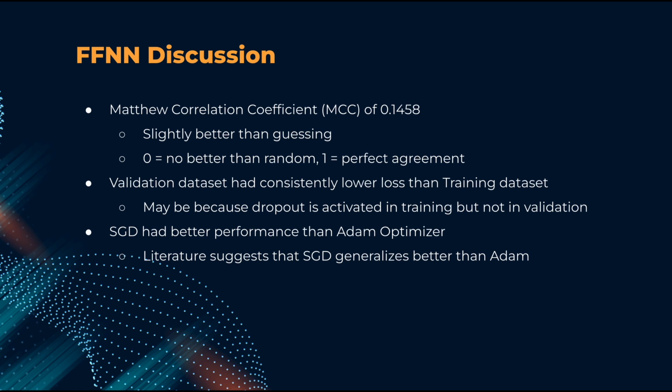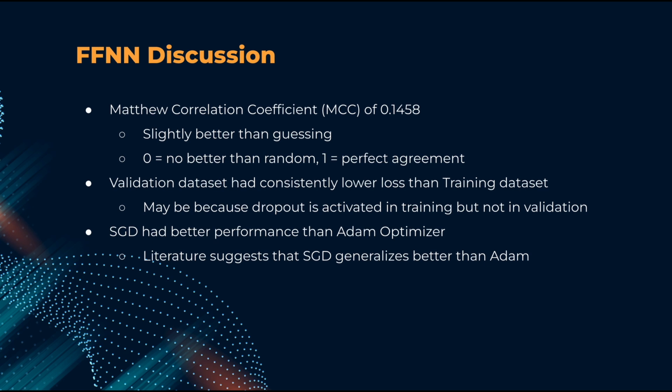For Matthew correlation coefficient, MCC, we have a value of 0.1458, which is only slightly better than guessing, but this might be because our model is too simple for the task. 0 means it's no better than random, while 1 means there's a perfect agreement.